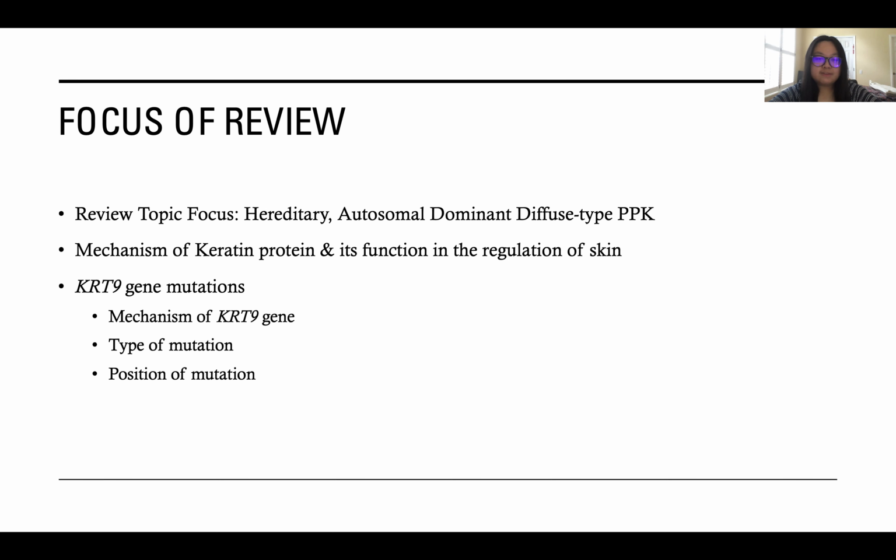So with so many types of PPK, I want to emphasize that the focus of this topic will be on the hereditary, autosomal dominant, diffuse type PPK. And this review will also focus on the underlying mechanism or functions of the keratin protein and its regulation, underlining the type and position of mutations in the keratin 9 gene.